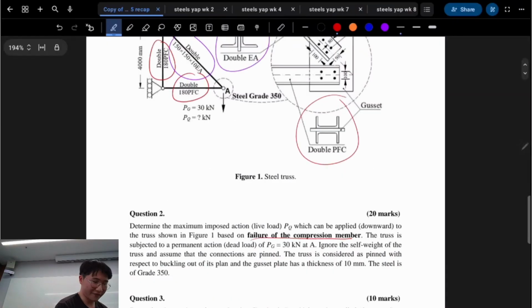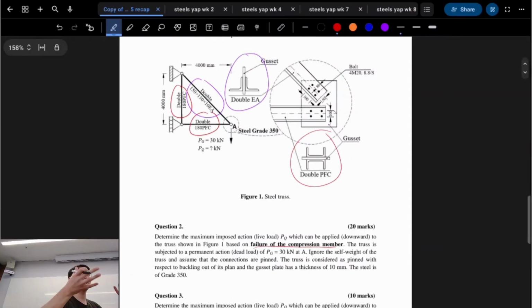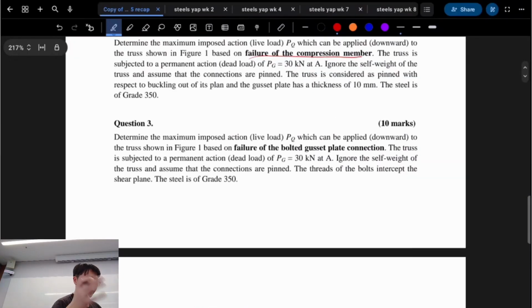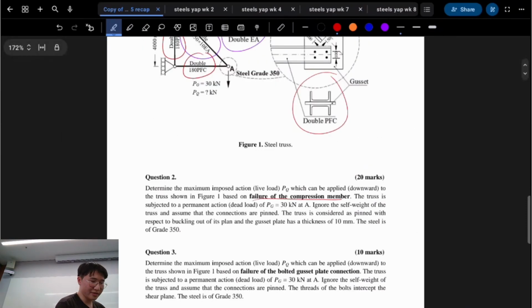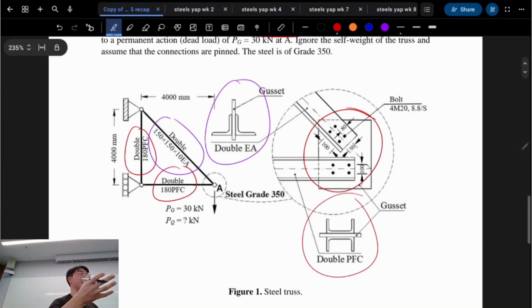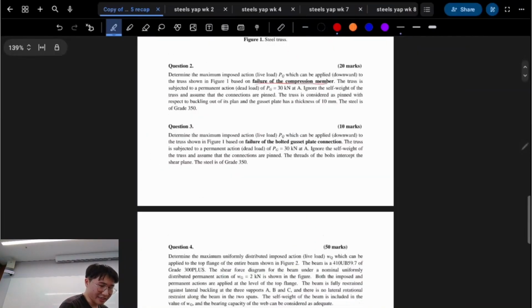So now we're doing the exact same thing, but now we're finding the limiting PQ, like the live load, for the compression member, wherever the compression member is. We'll find that in a second, right? Question 3. Find the failure of the bolted gusset plate connection, which PQ can allow. So now we're talking about the bolted gusset plate connection. What's the maximum value before those bolts all fail in shear, right? So, okay, this is all related.